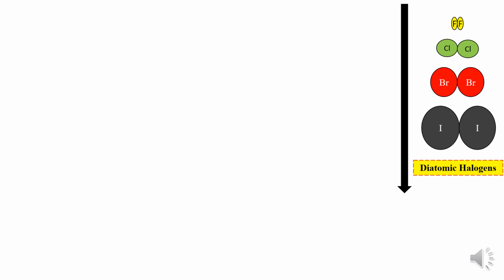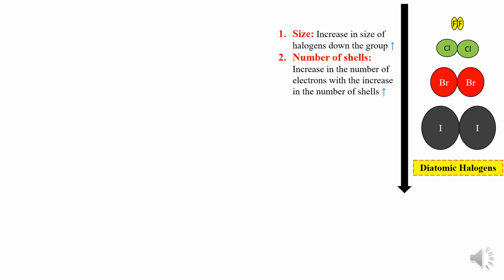you will find the size of the atom increases. So there is an increase in the size of halogens down the group, because as you go down the group, the number of shells increases. With the increase in the number of shells, there is a corresponding increase in the number of electrons. As a result, the electron cloud increases, and there is a tendency for the electron clouds to be more polarized. Or you can say the polarizability of the atom increases as you go down the group.